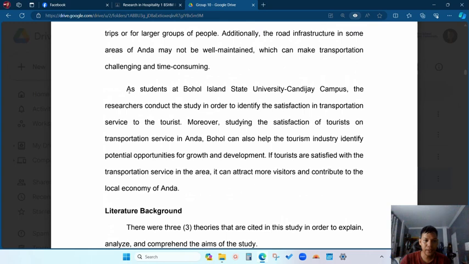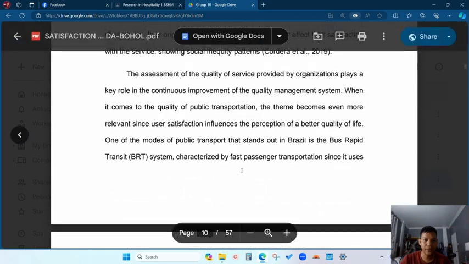And also in the last paragraph, you can see here that as students at Bohol Island State University, Anda campus, they have mentioned their motivation or competency. Why do you want to conduct this study? Okay. So again, this is part of the rationale.